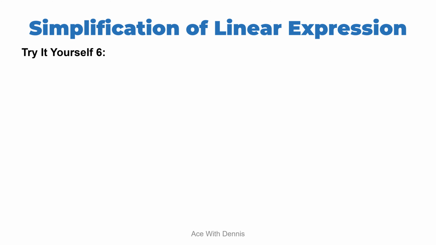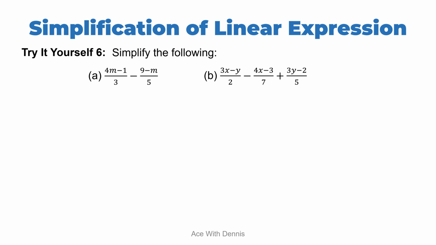Now, you can practice. Try it yourself 6. Simplify the following. A. 4m minus 1 over 3 minus 9 minus m over 5. B. 3x minus y over 2 minus 4x minus 3 over 7 plus 3y minus 2 over 5. You can pause the video and try to do it yourself.